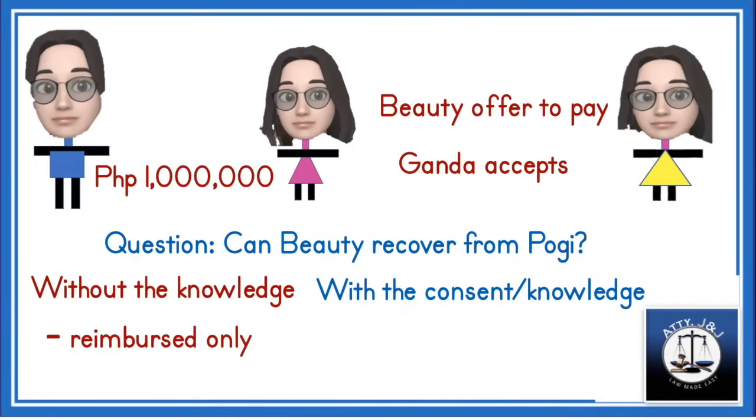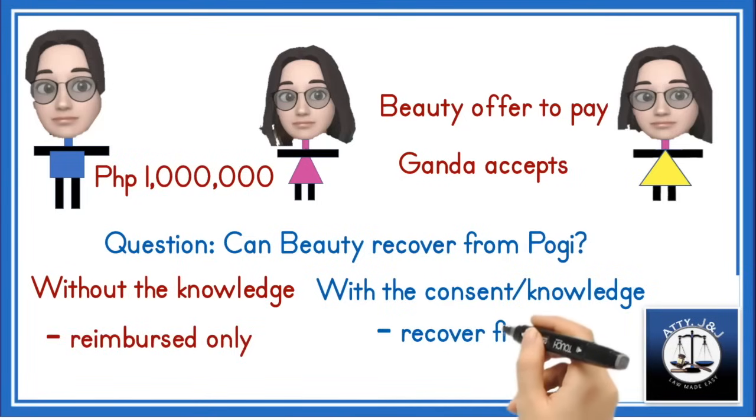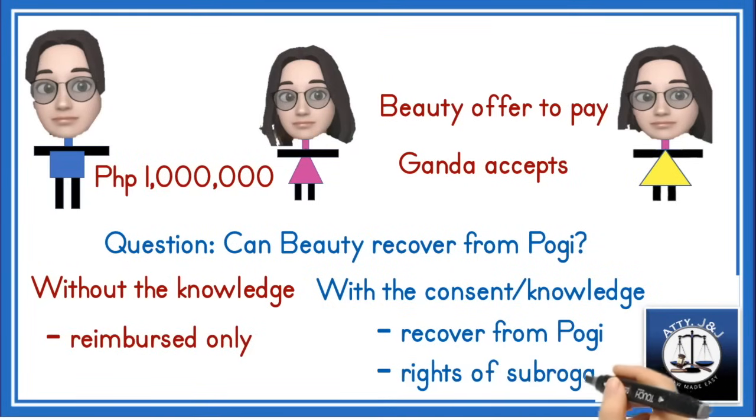Okay? Now, second scenario, if it is with the consent of Pogi. Beauty can recover from Pogi the 1 million pesos with all the rights of subrogation to the accessory obligations, such as if ever there is a mortgage, guarantee, or penalty. So, the third person or the payor, the stranger who pays someone else's debt, in this case, in our example, Beauty, has the right of reimbursement plus subrogation, okay? Meaning, to recover what has been paid and to acquire all the rights of the creditor. Because, with the consent of the debtor.